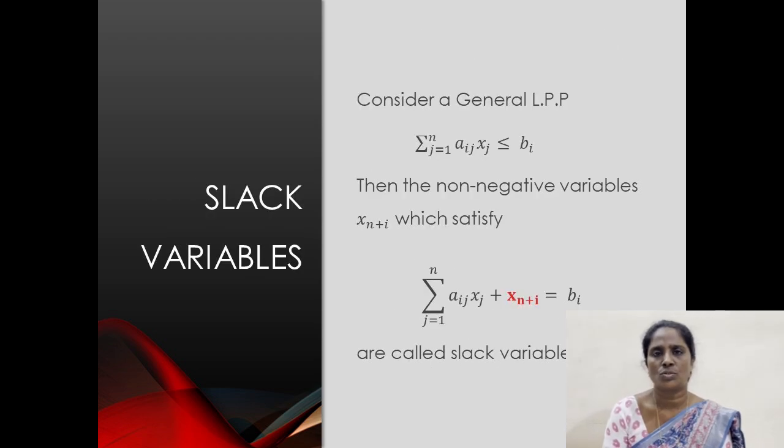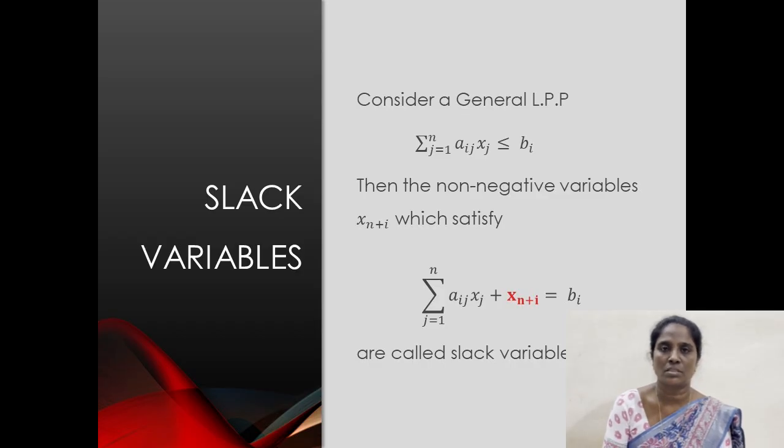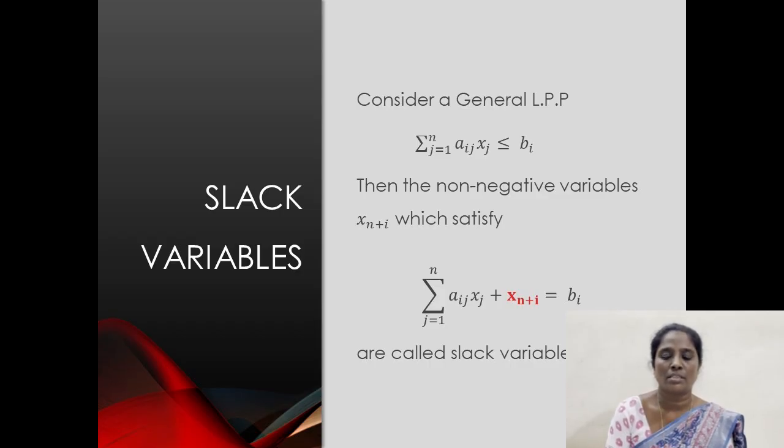If you are asked to solve a L.P.P, first we should convert the given L.P.P into standard form. To convert the given L.P.P into standard form, we should know what are slack variables and surplus variables. Definition of slack variables. Consider a general L.P.P, summation j is equal to 1 to n, aij xj less than or equal to bi. Then the non-negative variables xn plus i, which satisfy summation j is equal to 1 to n aij xj plus xn plus i equal to bi, are called slack variables.